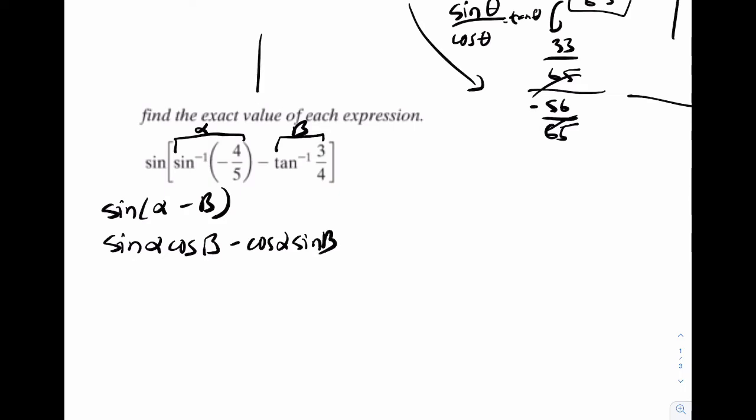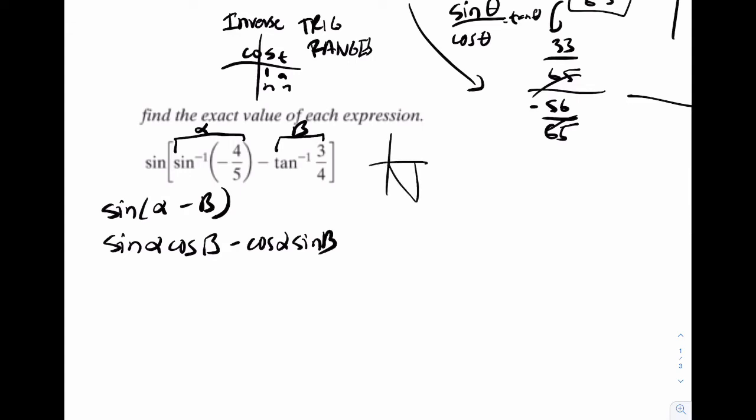Well, hopefully you recall your inverse trig ranges. Remember, cosine is 1 and 2, sine and tan are 1 and 4. And again, that's your inverse trig ranges. So our alpha triangle, that's going to be negative 4 fifths, so that's going to be quadrant 4. That's our alpha. This is 3. And our beta triangle is positive, so that has to be in quadrant 1. That's just 3, 4, and 5.